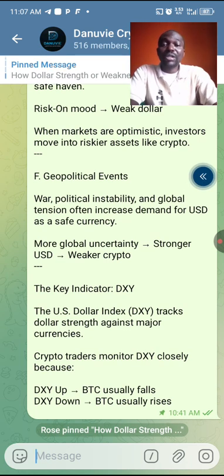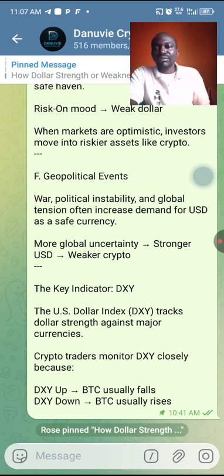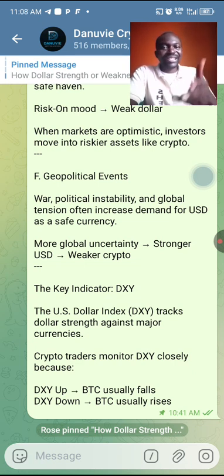So more global uncertainty equals a stronger dollar, and therefore equals a weaker cryptocurrency. That's just it. So the key indicator here is the DXY. Maybe when you are less busy, you can just go to TradingView and type in DXY and check it out and see how the dollar index rises and falls.